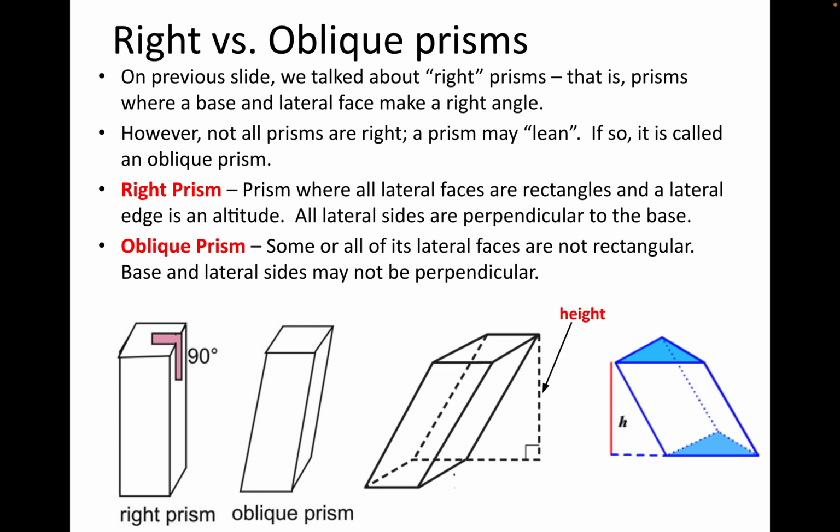And so if I want to find the height of this prism, like there or there, the height of the prism is just like in a 2D figure: it must be perpendicular to the base. So the height is the distance from one base to another that is perpendicular to both bases. If it's an oblique prism like this, the altitude may be outside of the prism, as it's drawn both times here.